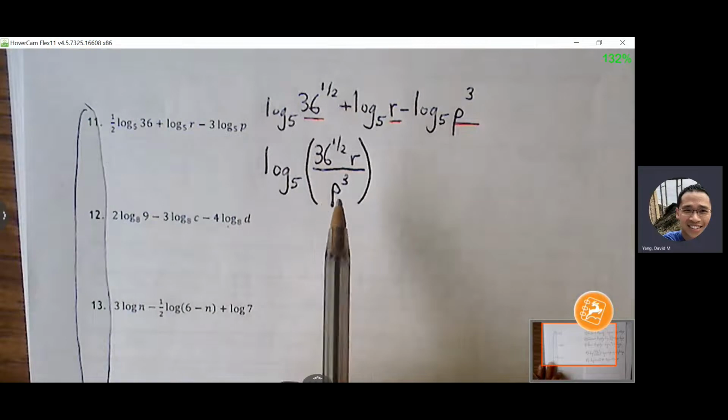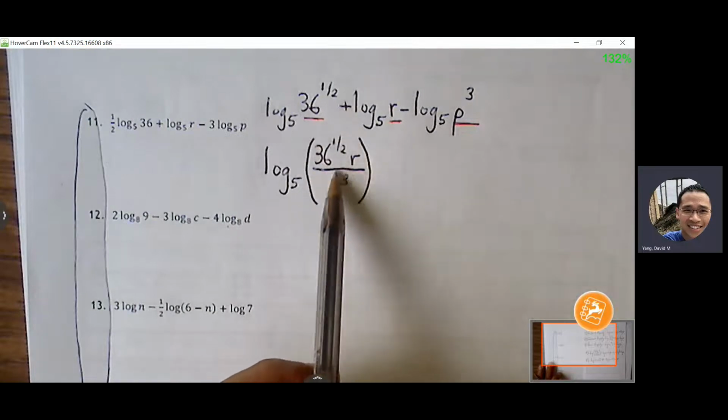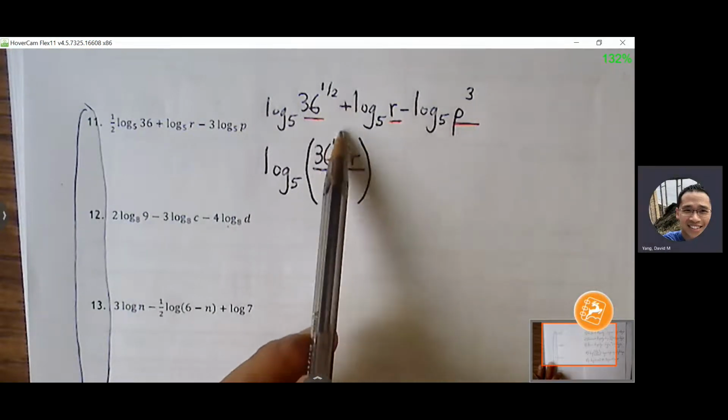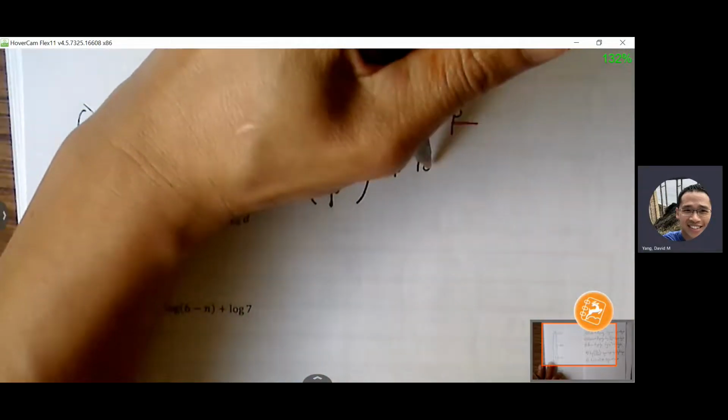We can do a little bit of cleanup. What does 36 to the 1/2 mean? Square root of 36, which is 6. We go a little further here.